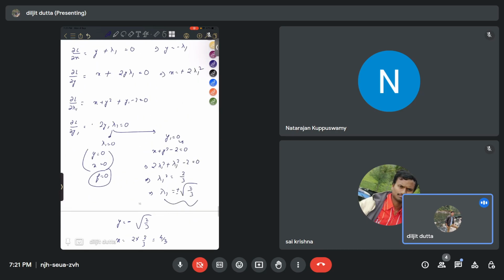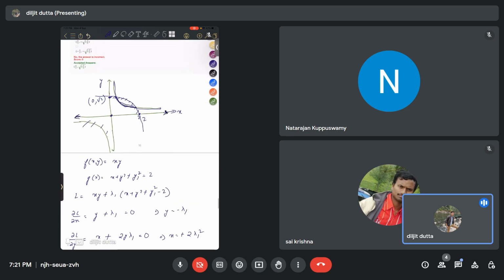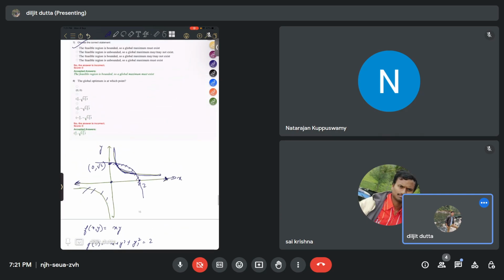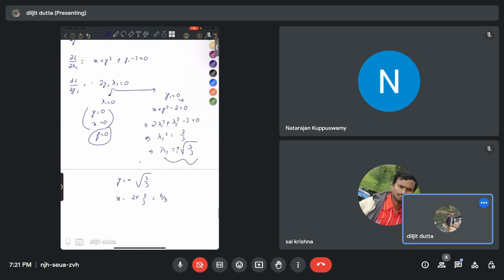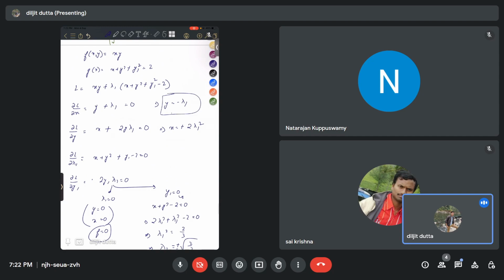So in that case lambda is negative, so we can maybe obtain a better solution if we have some more information on the constraints. So the answer is 4 by 3 and under root 2 by 3. Okay, so we have to satisfy the feasible condition.